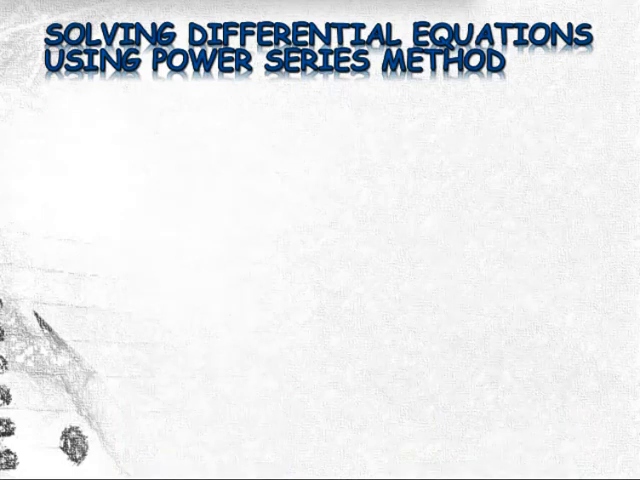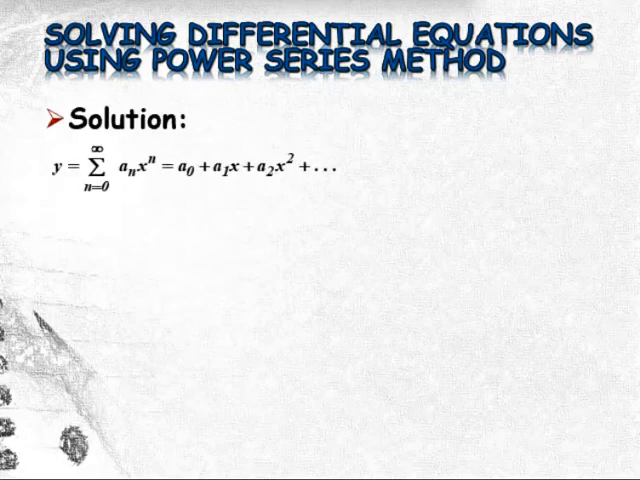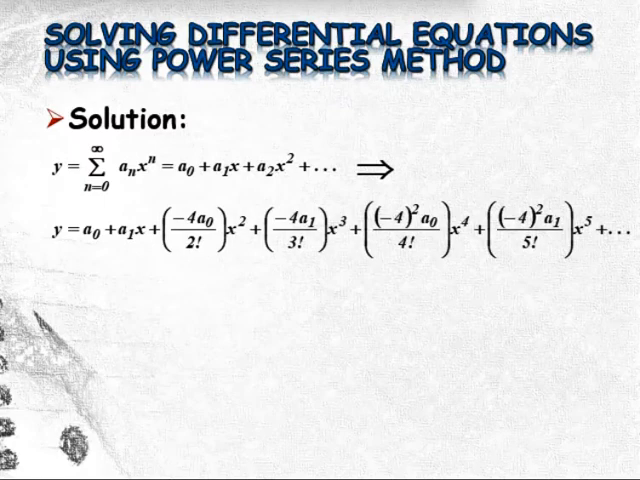Finally, substitute the coefficients to the assumed power series solution. So the assumed power solution is the basic power series. Let us substitute the coefficients. So y equals a sub 0 plus a sub 1 x plus negative 4 a sub 0 over 2 factorial times x squared plus negative 4 times a sub 1 over 3 factorial times x cubed and so on.